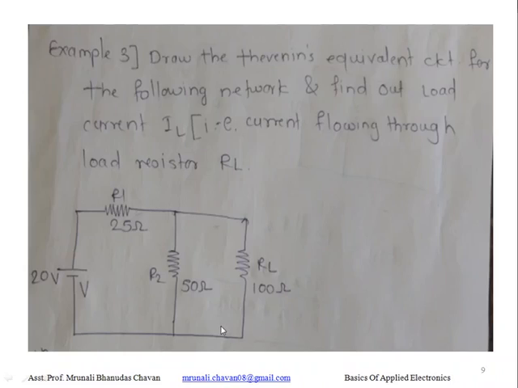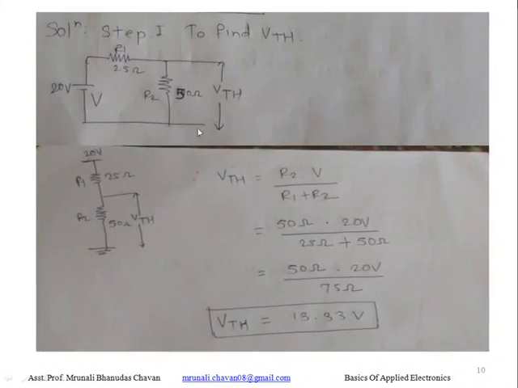So we can see the diagram here, we have to measure VTH. This VTH is nothing but the voltage across this R2. So we redraw the diagram here like this. The voltage source 20 volt, R1 25, R2 50 ohm, and we have to measure VTH across R2.